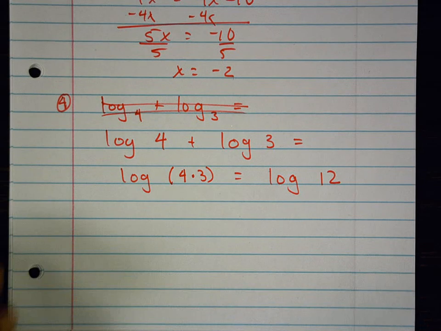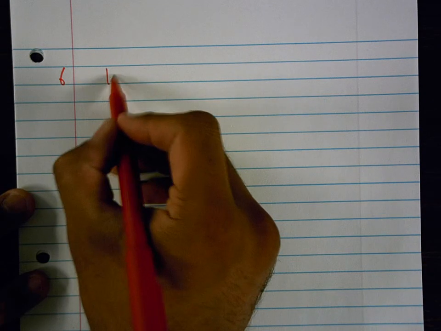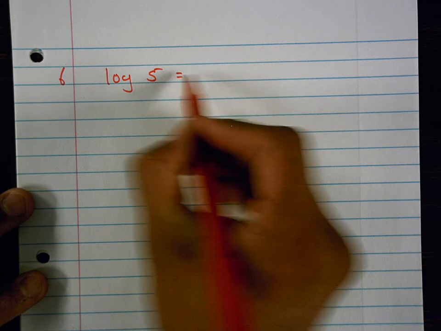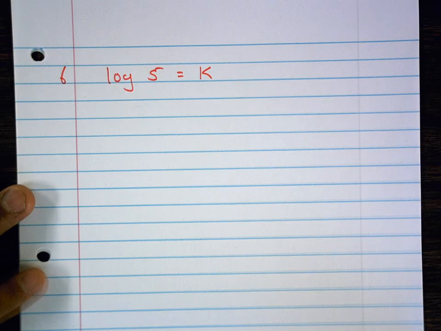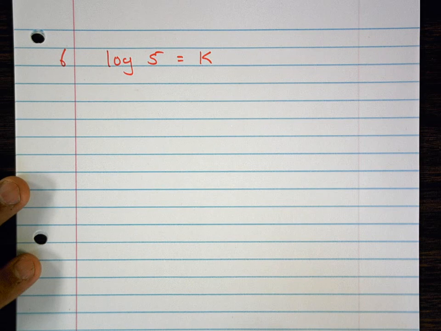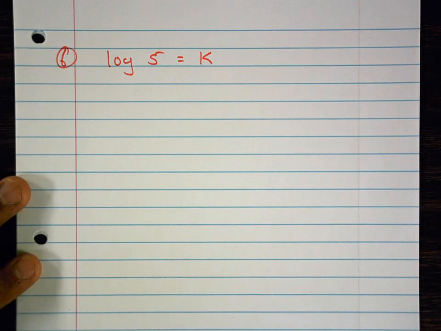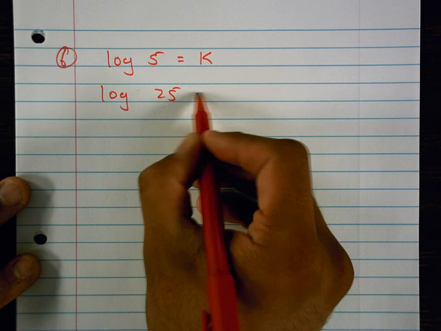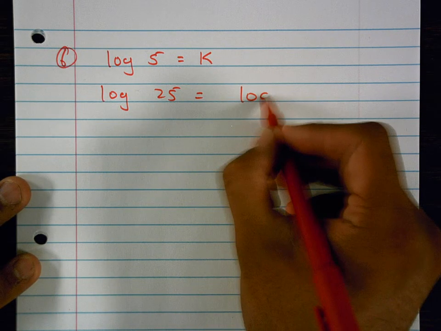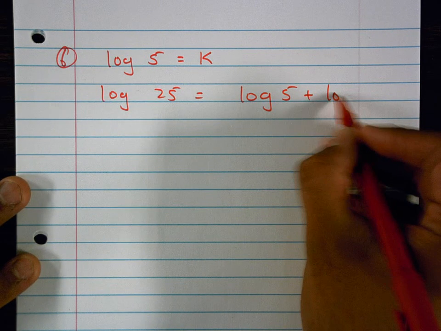Number 6. Number 6 says they tell you that log base 5 equals k. And they want you to find log base 25 in terms of k. So log base 25, I can use the product rule and rewrite that as this.